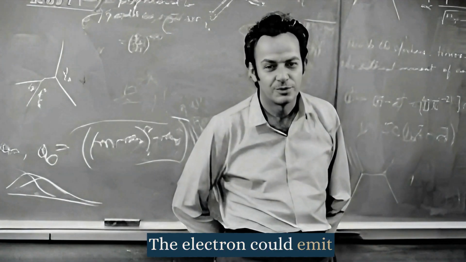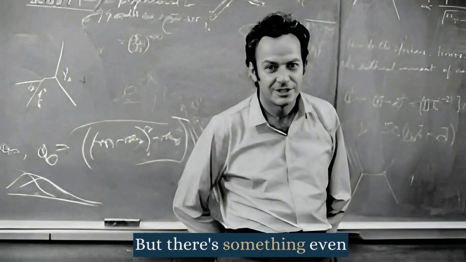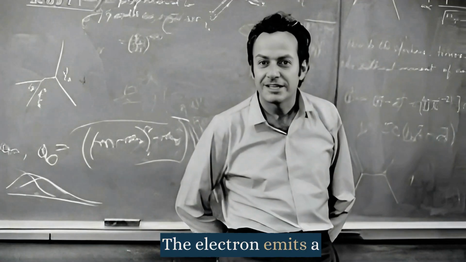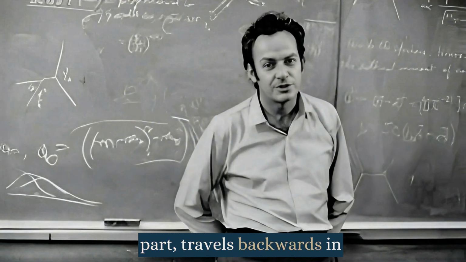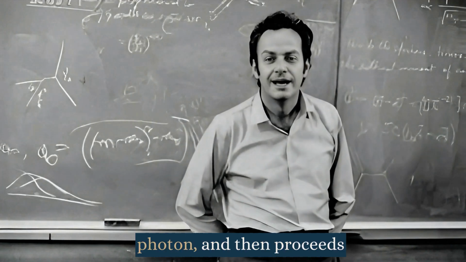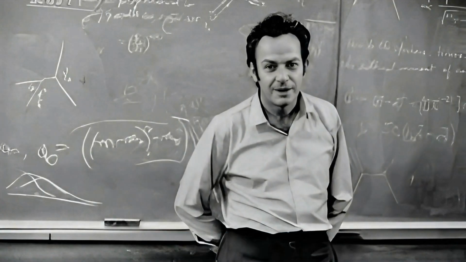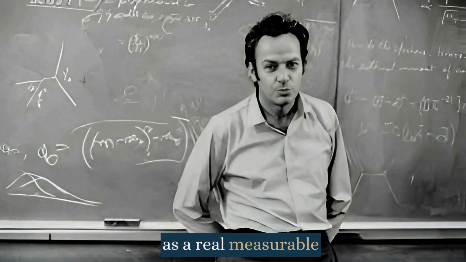The electron could emit a photon before absorbing one. Already strange, but there's something even more bizarre lurking in the mathematics. The electron emits a photon then, and this is the really odd part, travels backwards in time to absorb a photon and then proceeds forwards in time again. Yes, backwards in time, not as some theoretical abstraction, but as a real measurable phenomenon.